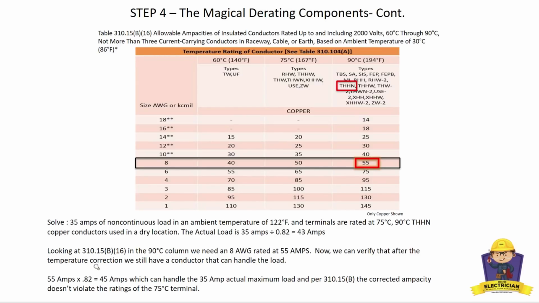Okay, so let's double check that, after we apply the actual correction, to see if it's still good enough to handle the load itself. We take 55 amperes. Now we're coming down, so we do multiplication, and it's 55 times 0.82 equals 45 amperes. A 45 ampere conductor now can handle 35 amps of maximum load. That is not a problem. And it doesn't violate the listing of the 75 degree C column either. Okay, so we're good there. In this case, it would be an 8 gauge. We'd be good to go.